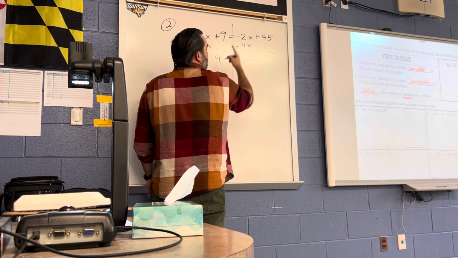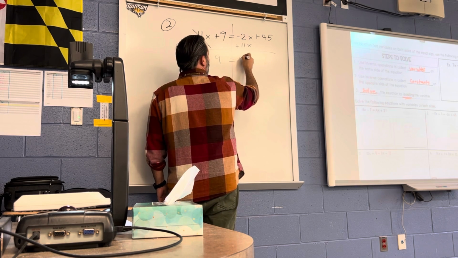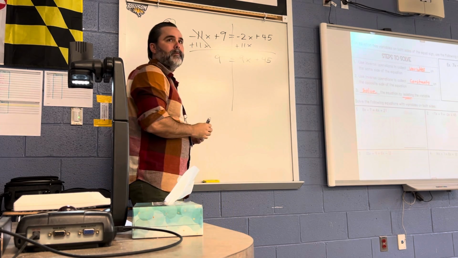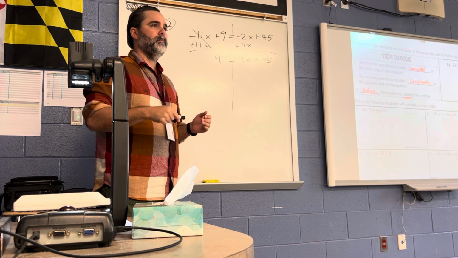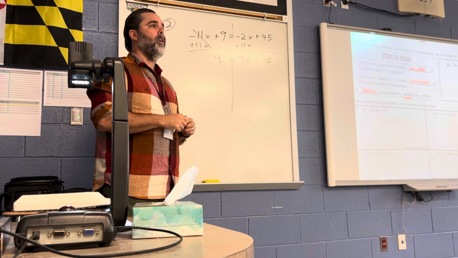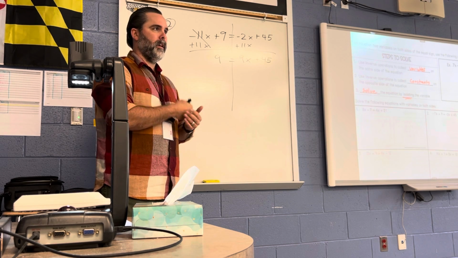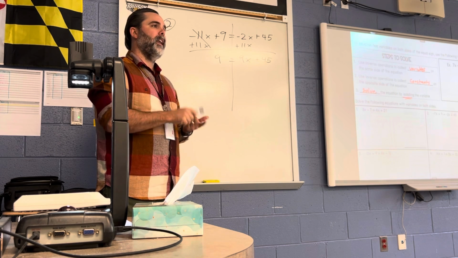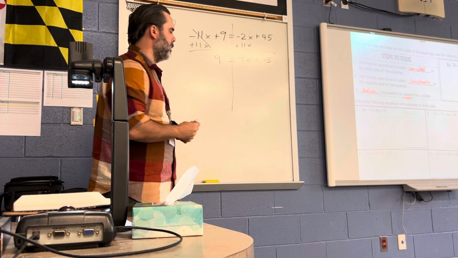Negative 11x plus 11x cancels, 9 equals, now negative 2x plus 11x is 9x, plus 45. Okay, now what number do we get rid of? Let me ask you this question. What are we trying to isolate? What are we trying to get by itself? X. X needs to be all by itself. What numbers need to go away? 9 and 45. Which one goes away first? 45. Okay.